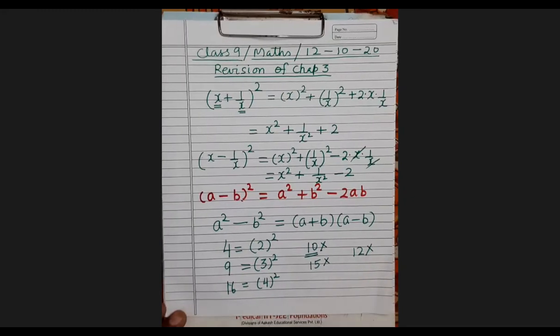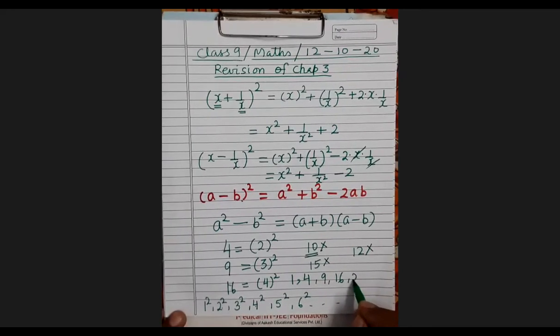So what are the perfect square numbers? 1 square, 2 square, 3 square, 4 square, 5 square, 6 square. These are the perfect square numbers. Means we can say that 1 is a perfect square number, 2 square means 4 is a perfect square number, 3 square, that is 9, is a perfect square, 4 square, that is 16, is a perfect square. 5 square, that is 25, is a perfect square, 6 square, that is 36, is a perfect square, and so on.